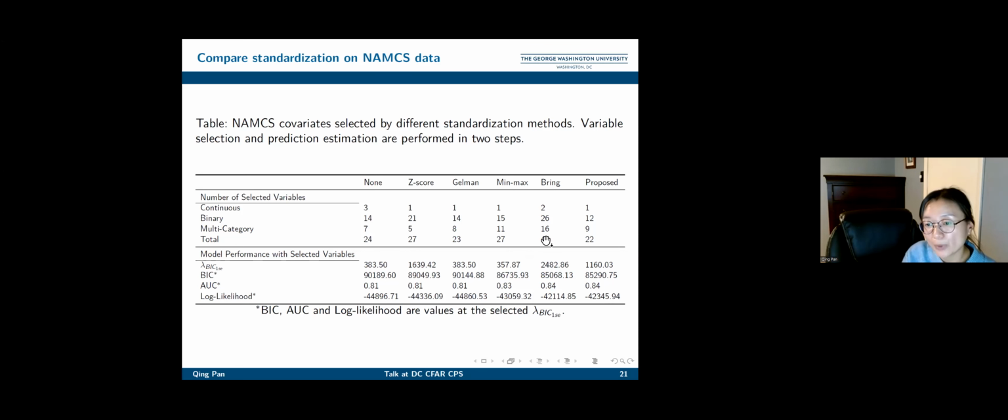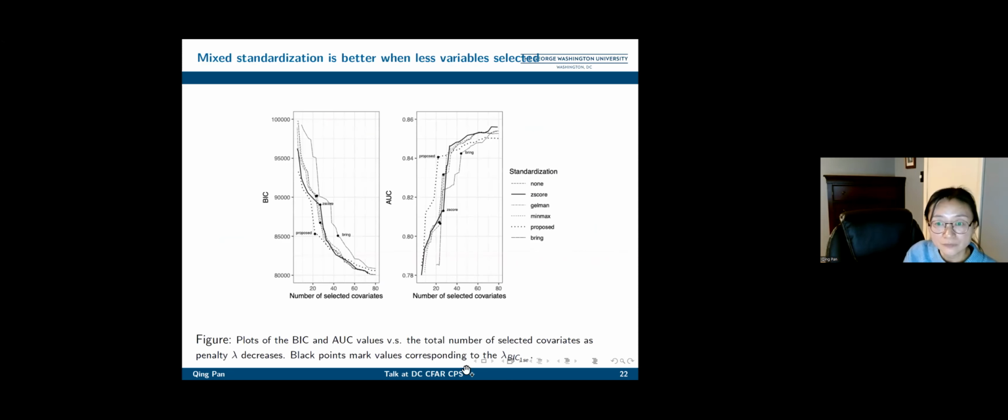Compared to Brain and our method, they selected double the number of covariates. With double the covariates, they only decreased the BIC a tiny little bit. So it's really not worth it for the additional 22 covariates. So this is a plot. You can see with more and more covariates getting added to the model, the BIC gets lower. The AUC, a measure of prediction accuracy, gets higher.